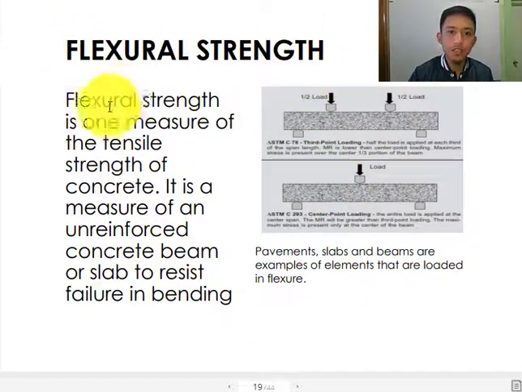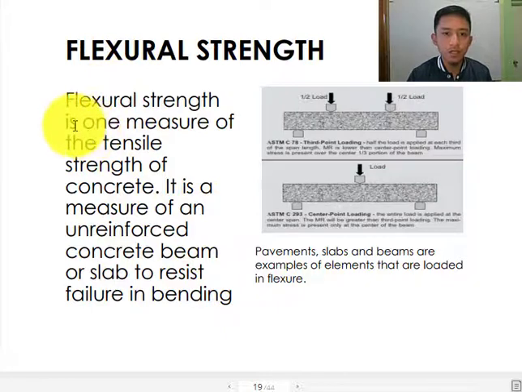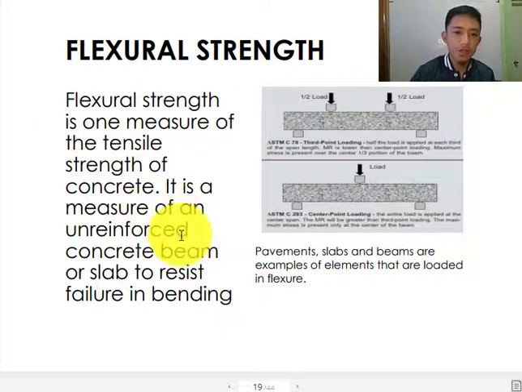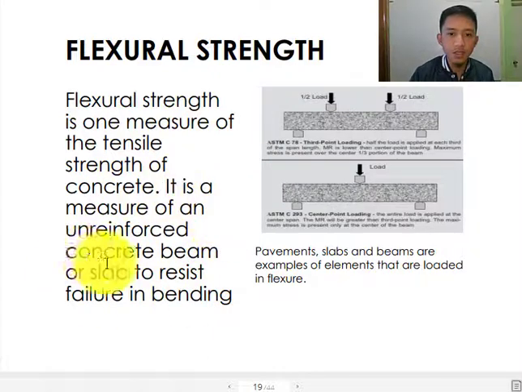Okay, flexural strength. So flexural strength is one measure of the tensile strength of concrete. It is a measure of an unreinforced concrete beam or slab to resist failure in bending.